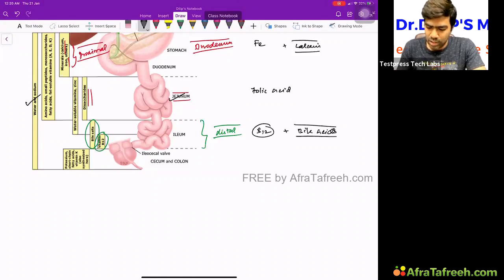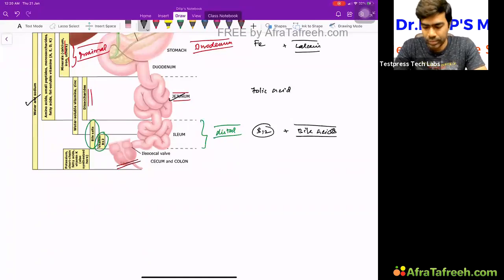But one more thing that is also important to know is potassium. The colon is something that secretes potassium. That is very important. If they ask you which area of the intestine has the maximum capacity of secreting and reabsorbing potassium, the answer will be colon. These are some important points.